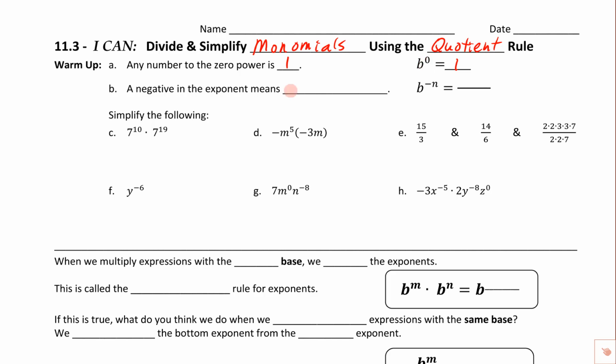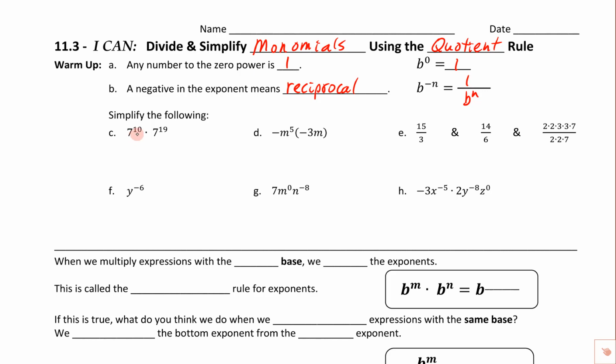A negative in the exponent means, make sure you've got this word, reciprocal. Okay, so what that means is we're going to flip from top to bottom or bottom to top, depending on where it is. So the negative means reciprocal, so this is going to be a b to the n on the bottom, and remember 1 is part of any multiplication or division problem, so we're going to put that up there. And then for the rest of these problems on the warm-up, it just says simplify, so we're going to be practicing some of the rules that we've already learned.